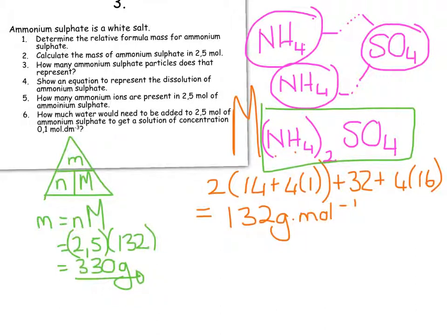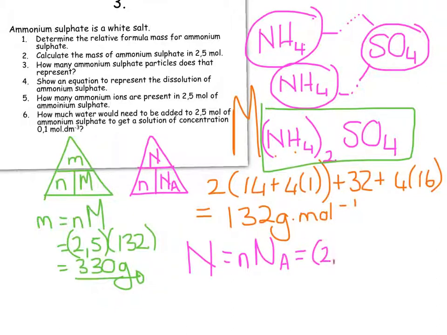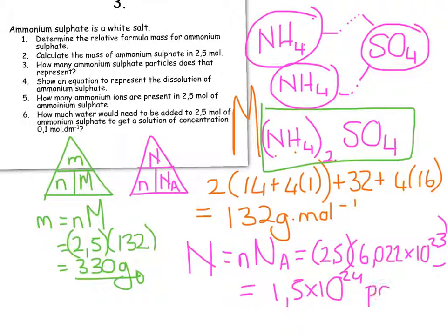But I'm going to pretend that it is a molecule because the way I do the calculation is exactly as if it was a molecule. And it really is quite easy. I've been given a number of moles, and there is another triangle that I could use. Number of moles is equal to number of particles over Avogadro's number. So if I'm looking for the number of particles, it is number of moles times Avogadro's number, which is 2,5 times 6,022 times 10 to the power of 23. That's given to you on your information sheet, and you land up with 1,5 times 10 to the power of 24 particles.